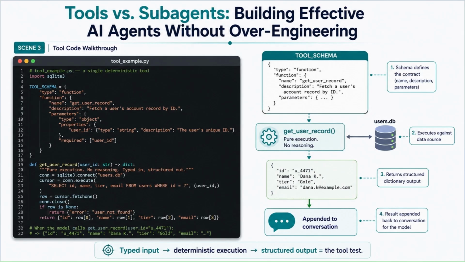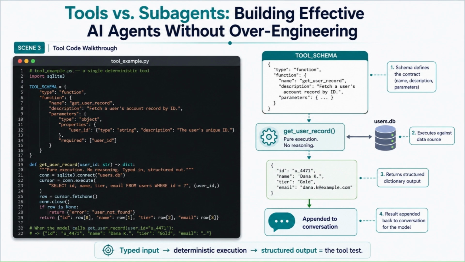Let's make that 4-step loop concrete with real, runnable code. A tool is defined with a typed schema the model reads, plus a Python function that performs the work when called. On screen, a get_user_record tool, defined with a JSON schema specifying one required string argument, user_ID. Below the schema sits the actual implementation, a plain Python function that queries a database and returns a structured dictionary. Notice what is absent. No reasoning, no interpretation, no multi-step planning. The function takes an input, performs one operation, and returns an output. That is the entire contract, nothing hidden underneath it.